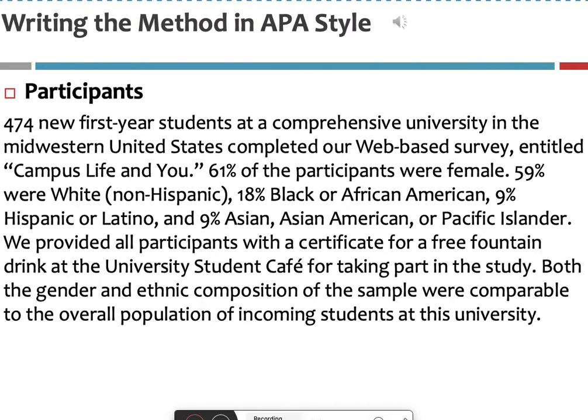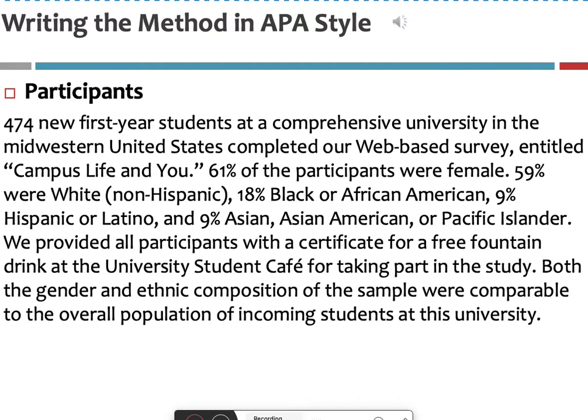Okay, and so this slide and the next 4 coming up provide an example of how you would write up your method in APA style when you're actually doing your research. The APA style is pretty strict in terms of what information we should include and how we should format our information. This is something that your TA will speak to you a bit more about in the lab.